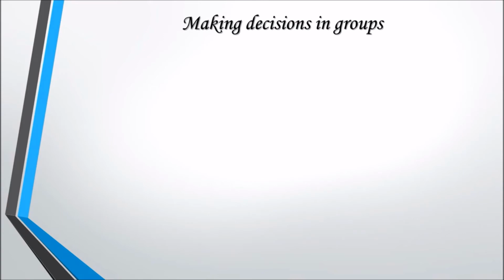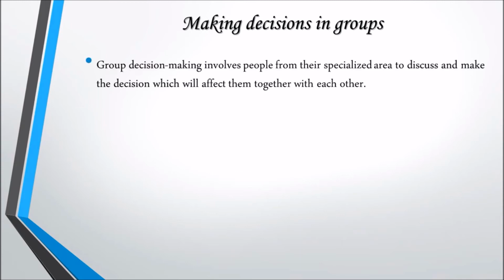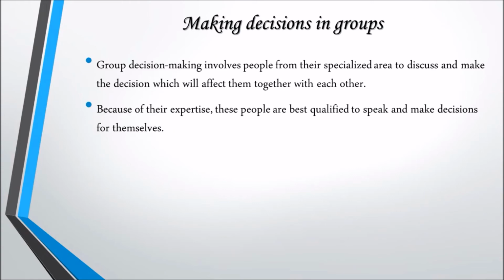So the decision can be made by individuals or in groups. Some people would prefer that group decision making is more effective and convincing. Group decision making involves people from their specialized areas to discuss and make the decision which will affect them together with each other. And because of their expertise, these people are best qualified to speak and make decisions for themselves. It is the combination of expert knowledge and a wide range of association, and it makes the decision more effective.